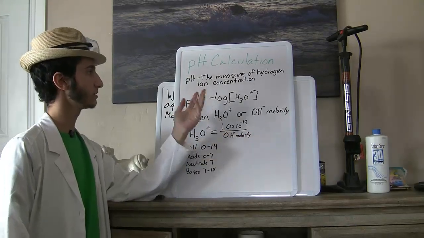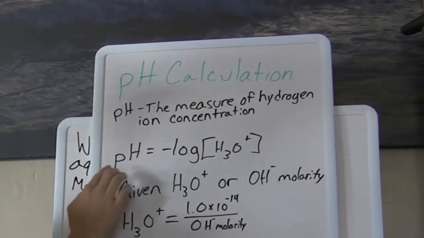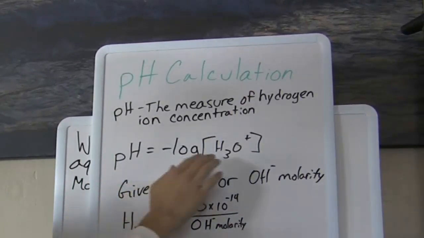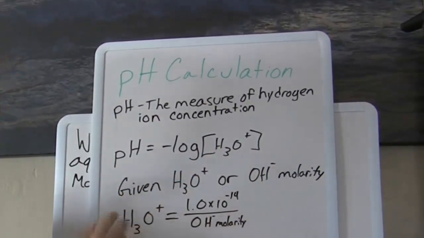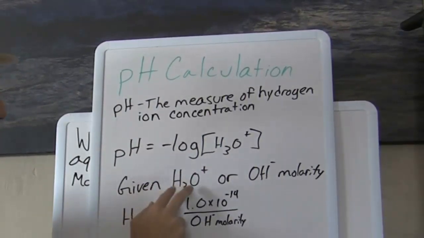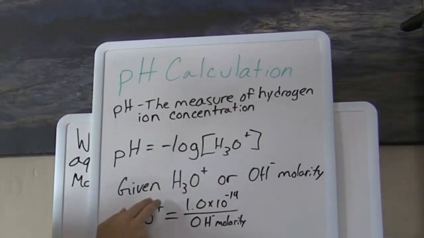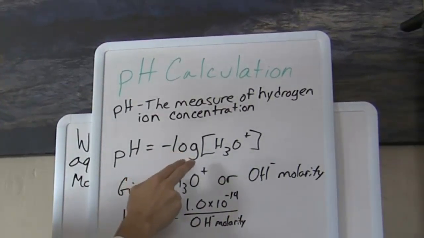So, the pH is actually just the measure of hydrogen ion concentration of a solution, which is defined by this equation. pH is equal to the negative log of your hydronium molarity. Now, normally, in an equation, you'll be either given the hydronium or the hydroxide molarity. In the case that you are given the hydronium molarity, you plug that directly back into the equation.